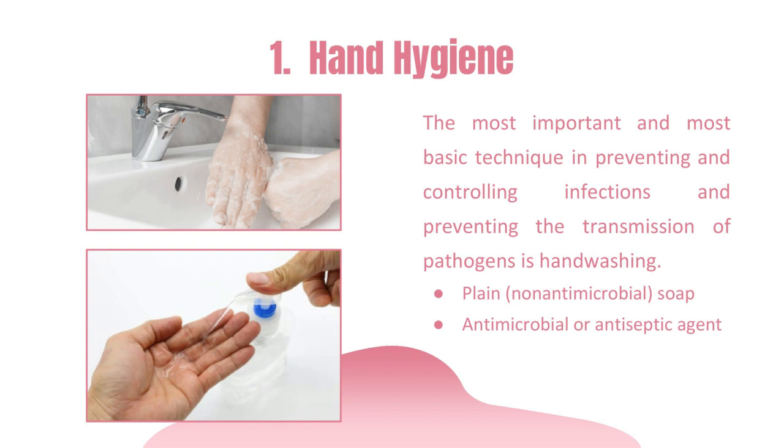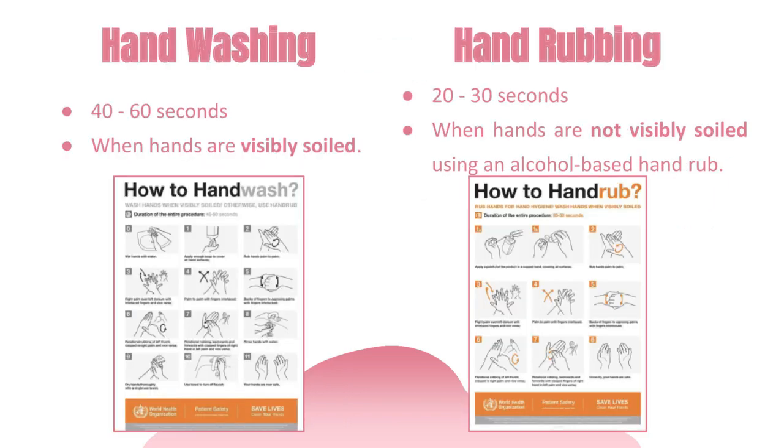Number 1, hand hygiene, which is the most important and most basic technique in preventing and controlling infections and preventing the transmission of pathogens with the use of plain soap or antimicrobial or antiseptic agent. There are two types of hand hygiene, which are hand washing and hand rubbing. Hand washing usually takes 40 to 60 seconds and is done when hands are visibly soiled. Hand rubbing takes 20 to 30 seconds when hands are not visibly soiled, using an alcohol-based hand rub.